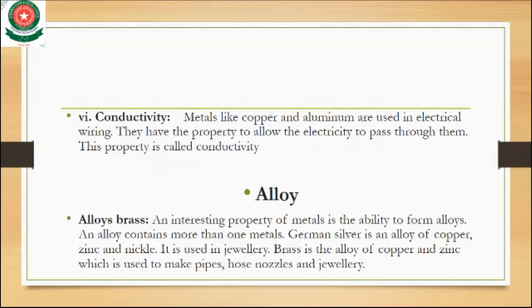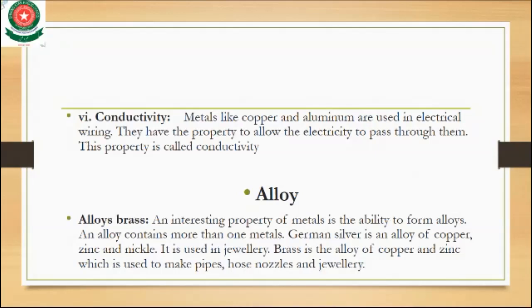Next is alloy. An interesting property of metals is the ability to form alloys. An alloy is made from more than one metal.